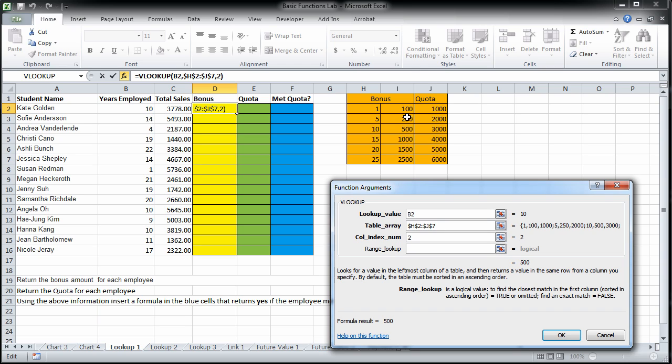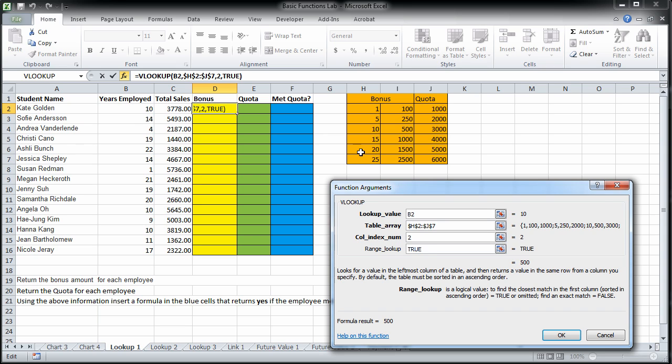So in this case, and read down below here, is a logical value. To find the closest match in the first column stored in ascending order, which it is, 1 to 25, equals true or omitted, which means if I don't put anything in this box, it's going to assume we want to find the closest match. Remember what I said about assuming. We never want to assume, so I'm always going to fill it in. Then it says, find an exact match. We'll put false. Well, we can't find an exact match for 14 for Sophie because it's not in the table.